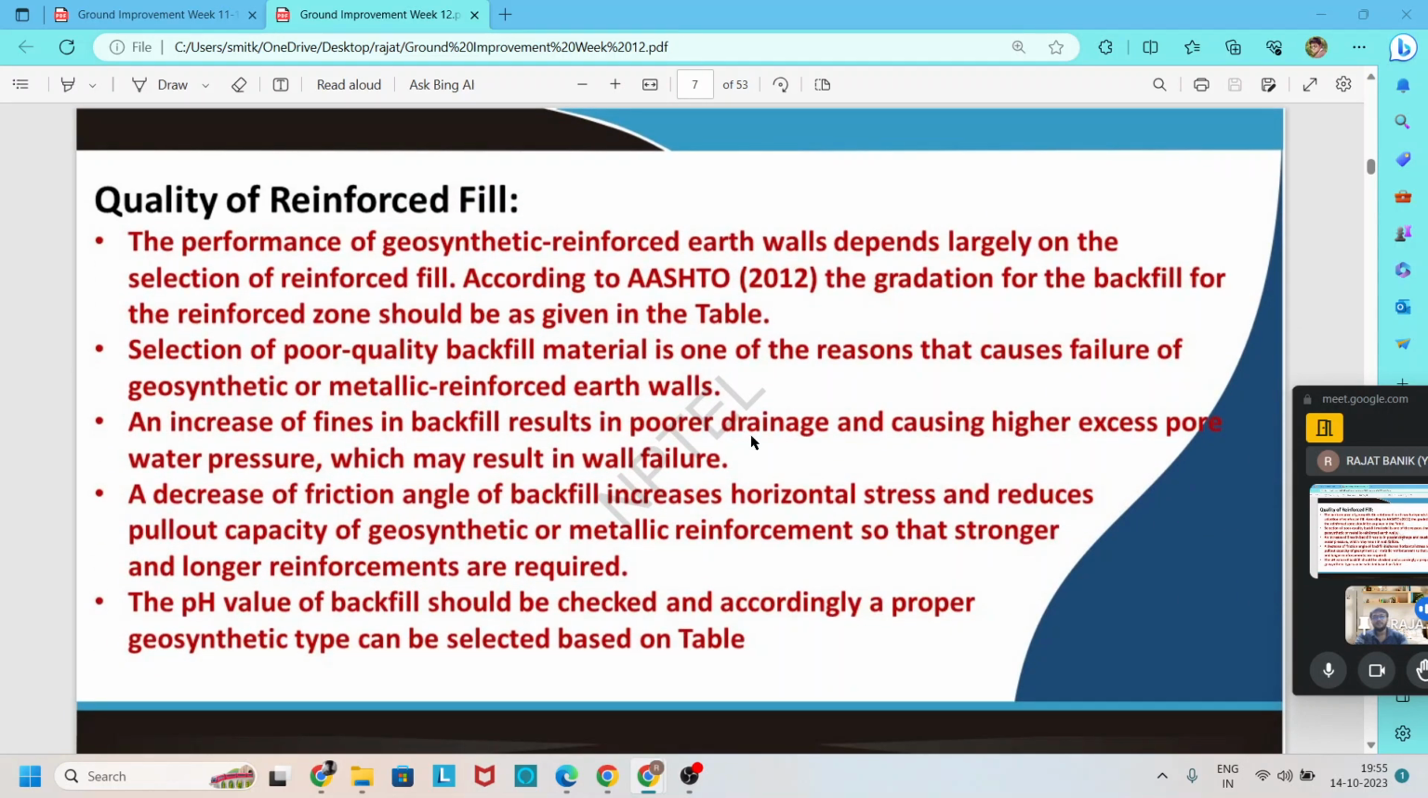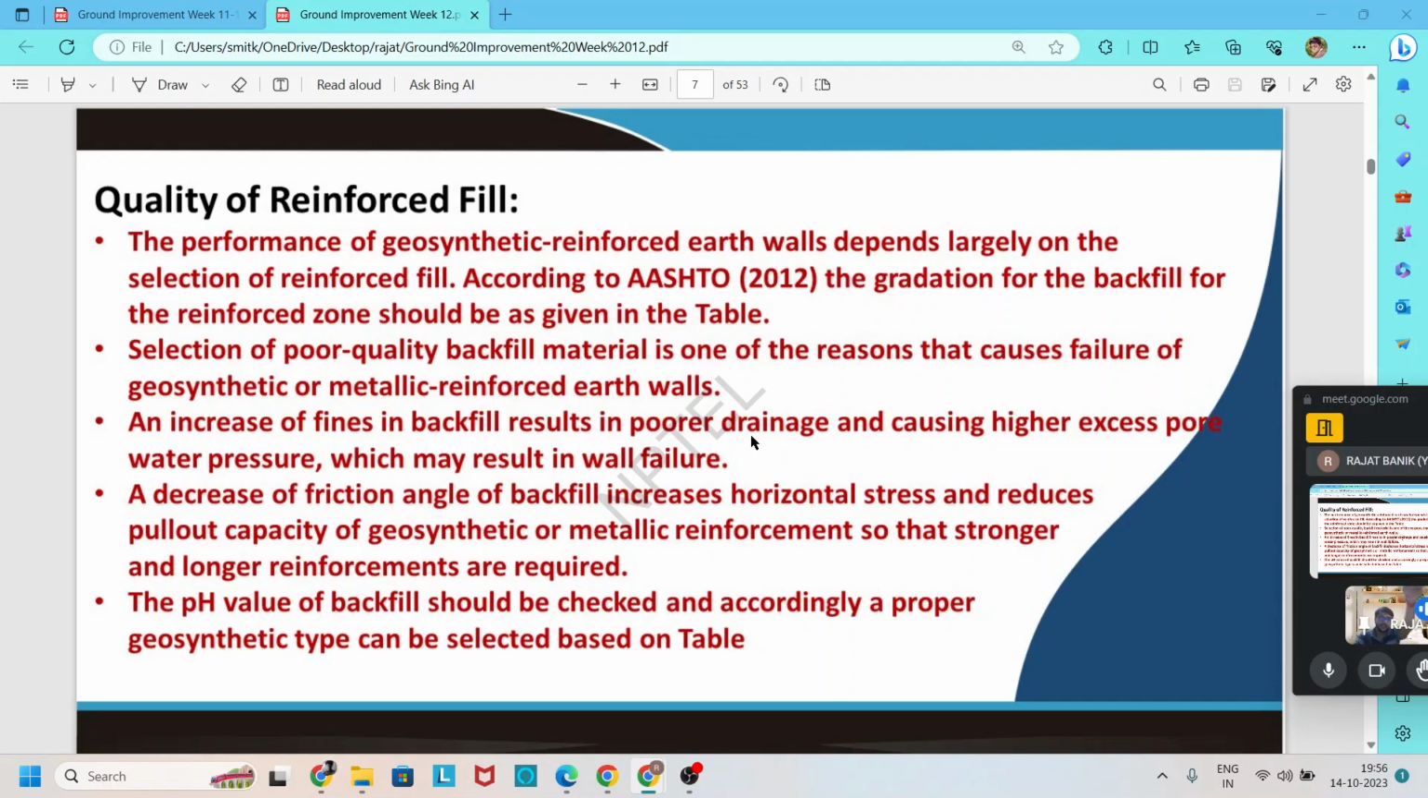Then we discuss the quality of the reinforced soil. We discuss the performance of the geosynthetic earth walls, which depends mostly on the selection of the reinforced soil, and the gradation of the backfill material for different zones is given. I also see that poor quality of the backfill material is one of the reasons that cause failure of geosynthetic and metallic reinforced earth walls. Increased fineness of backfill material also reduces the drainage properties and causes higher excess pore water pressure and a decrease of friction angle.